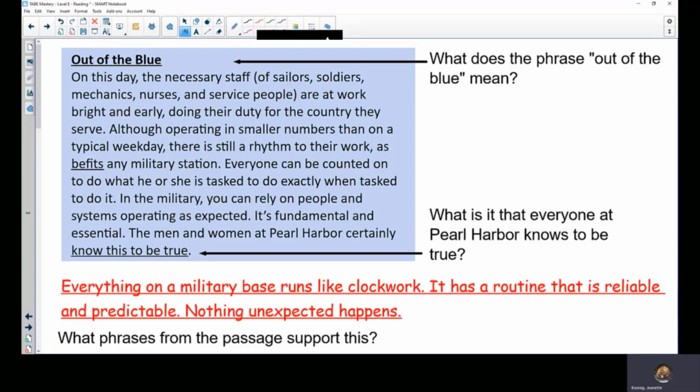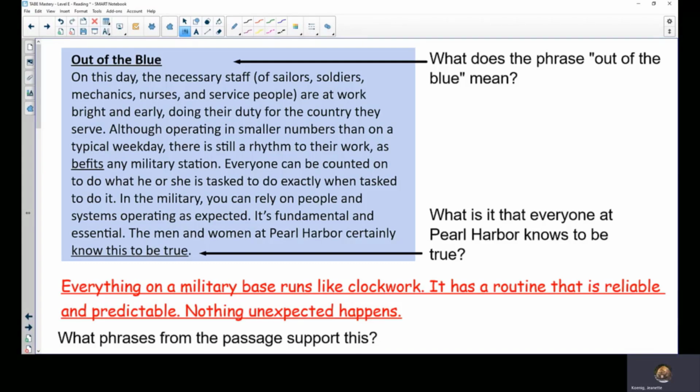Everything on a military base runs like clockwork. It has a routine, it's reliable, it's predictable, nothing unexpected happens. So this is in my own words. This is not something that you would have to put. If I asked, what do they know to be true? You would not have to write what I just wrote. This is how I would say it. You might say it in different ways.